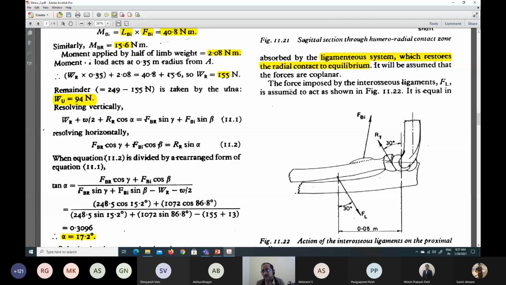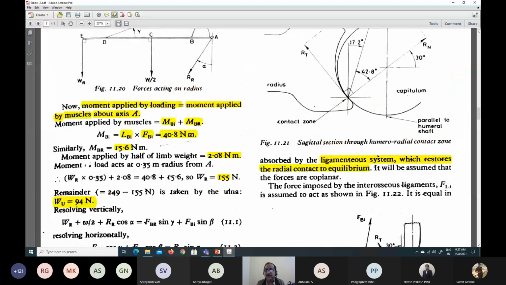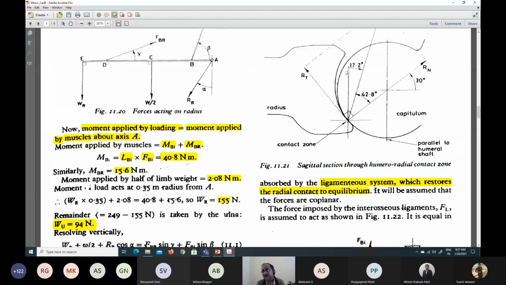Now the force imposed, so we have, if you study a little bit more, you can see if this is 17.2 degrees.